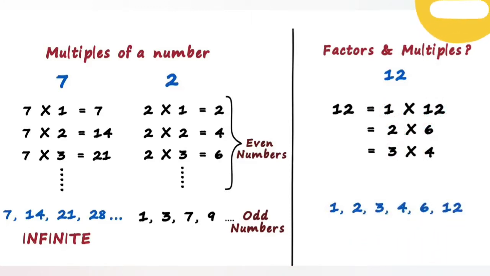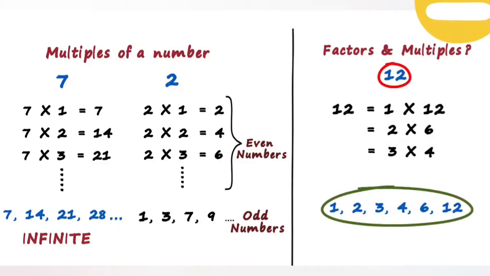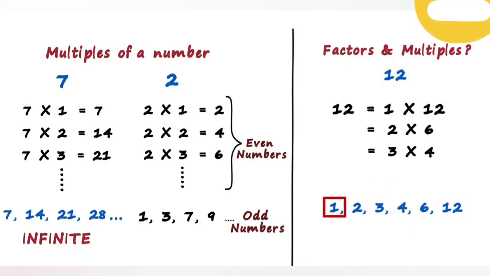Now observe the number 12 in relation with these numbers. 1 multiplied by 12 gives us 12, so 12 is a multiple of 1. 2 multiplied by 6 gives us 12, so 12 is also a multiple of 2. 3 times 4 gives us 12, and so on.